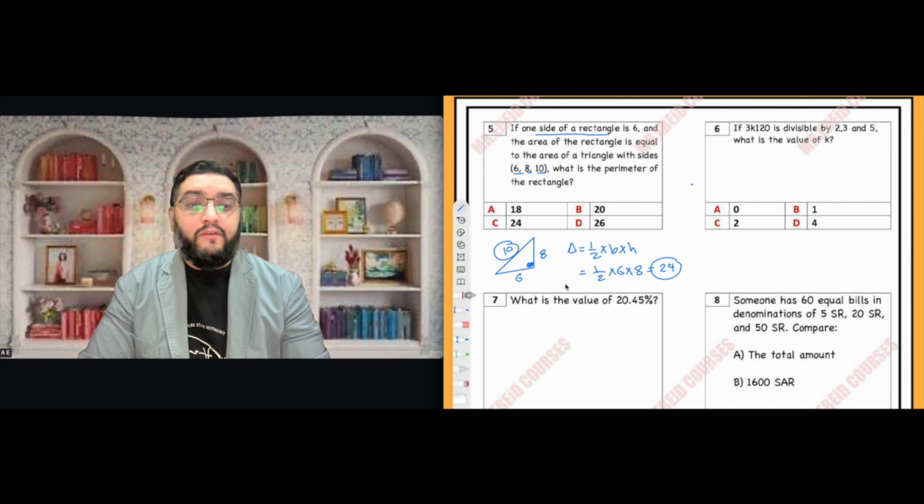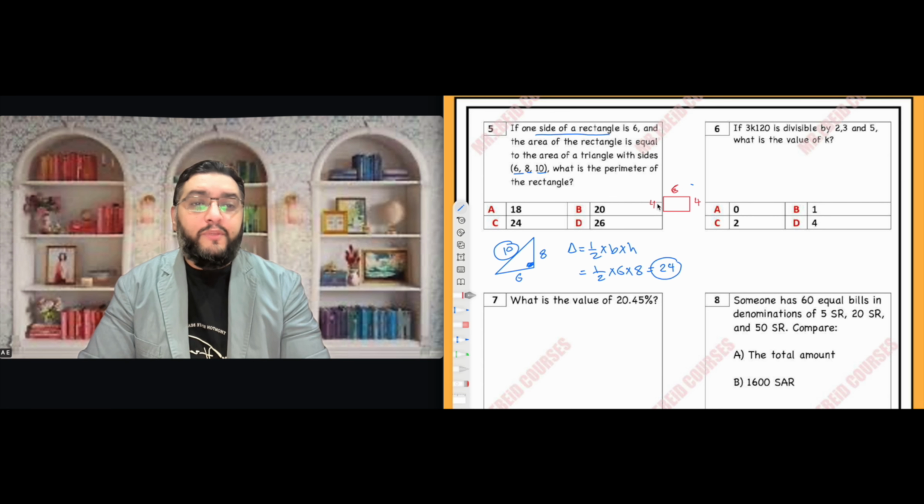And you know that the formula of the area of the rectangle is base times height. It means that if you have a rectangle like this, and you have this side equals 6, 6 times what equals 24? 6 times 4. So the length is 6, and the width is 4.